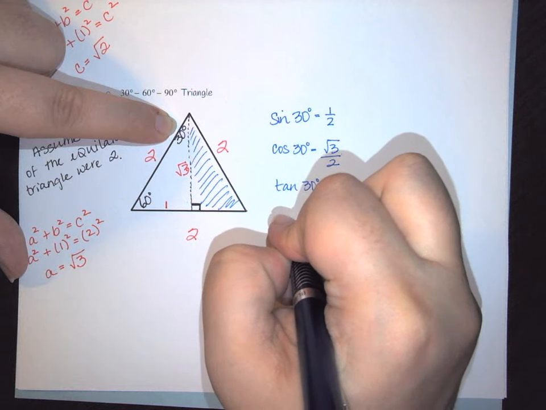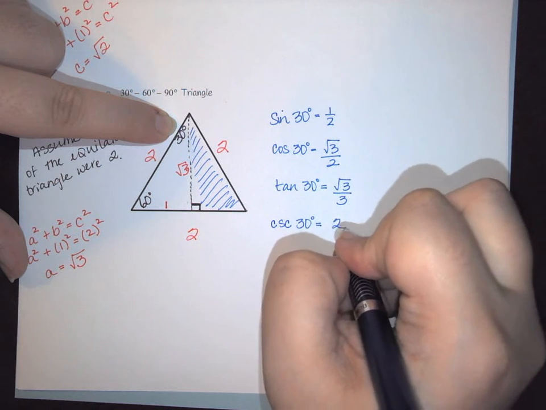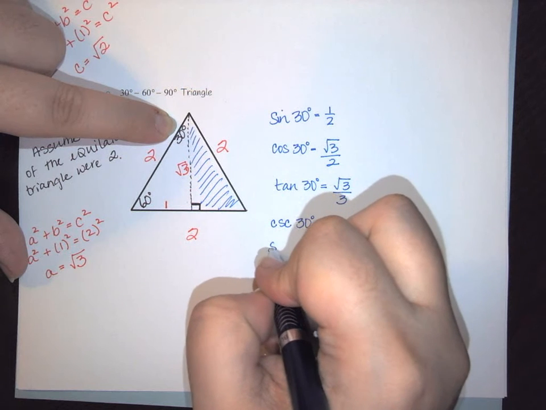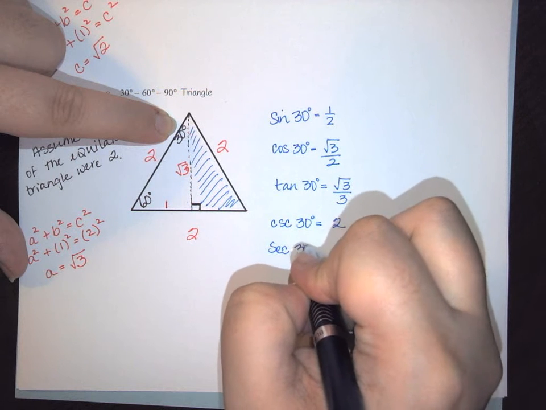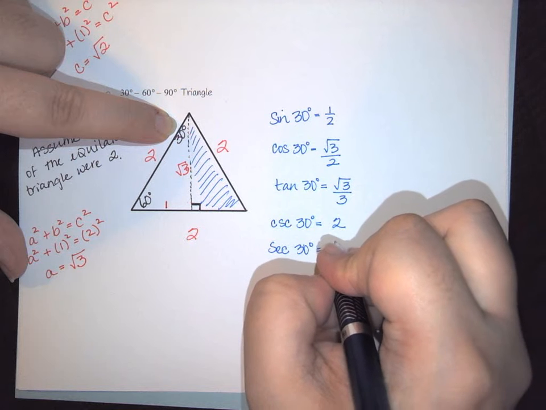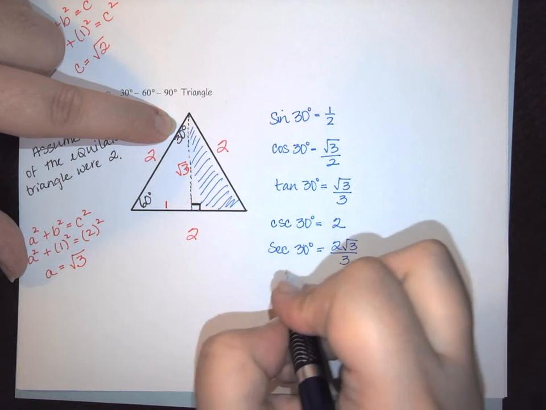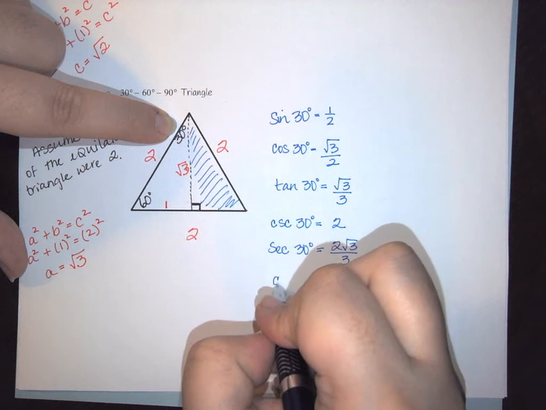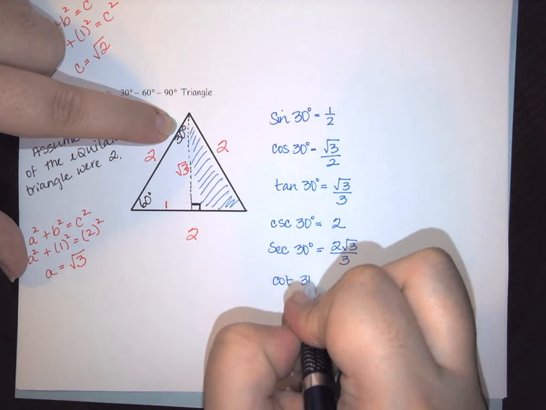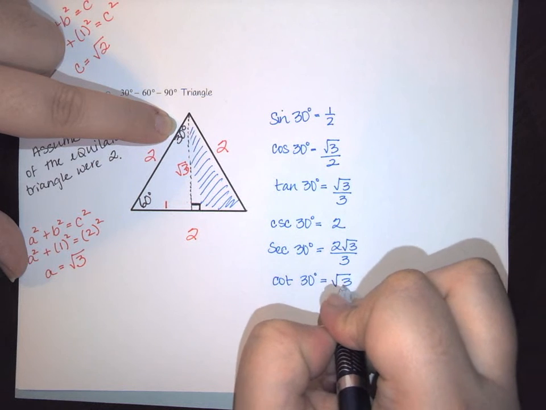My cosecant of 30 is going to be 2. My secant of 30 is going to be 2 square roots of 3 over 3. And my cotangent of 30 is going to be the square root of 3.